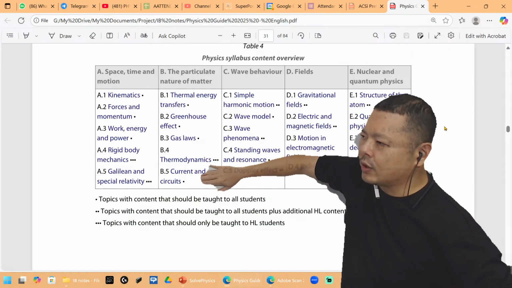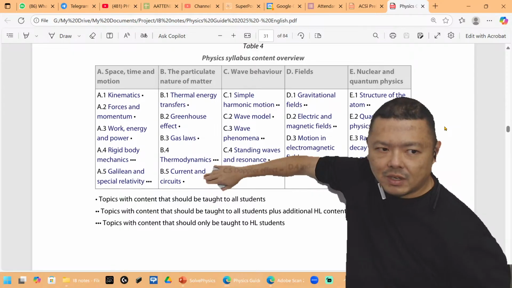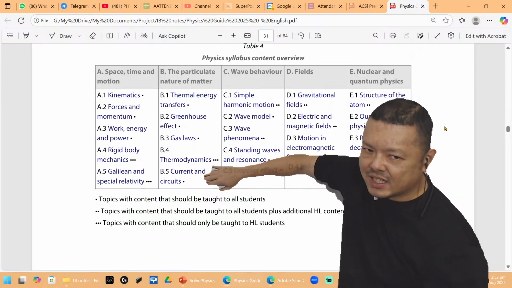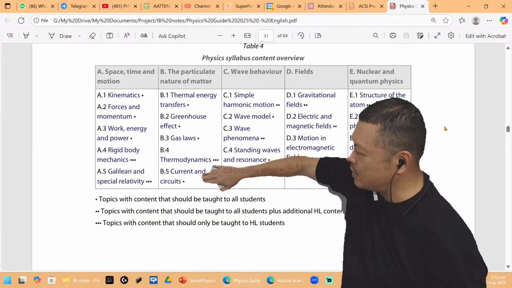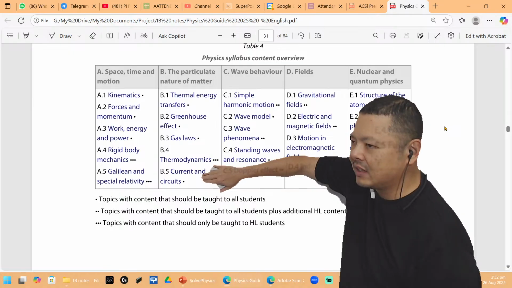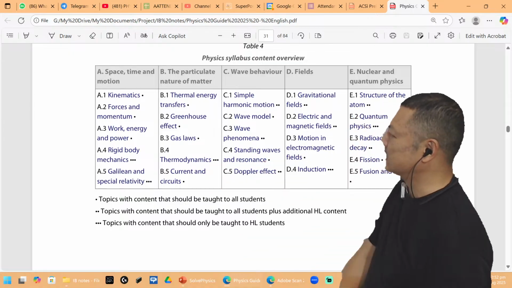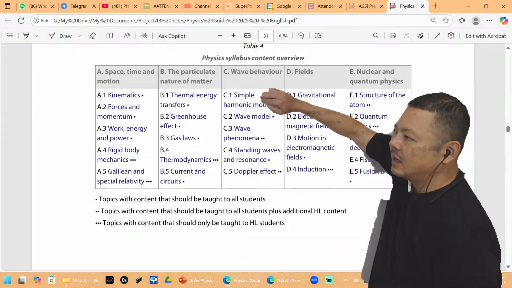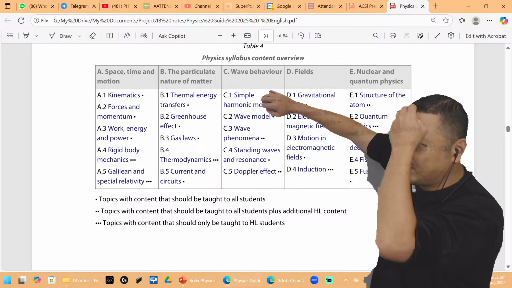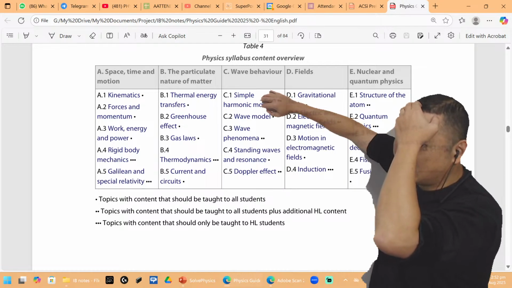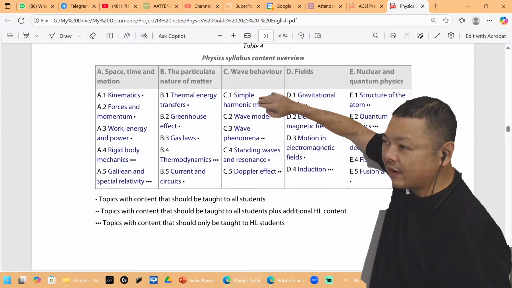So current in the circuit seems like it's done. The 1B had internal resistance, and then you had some circuit equations. I would think, if anything, it would be the potentiometer. If it's B5, it's the potentiometer. Okay, SHM. You have SHM, nothing there? Yeah, you've got a mass spring oscillation, the energy of a mass spring oscillation.